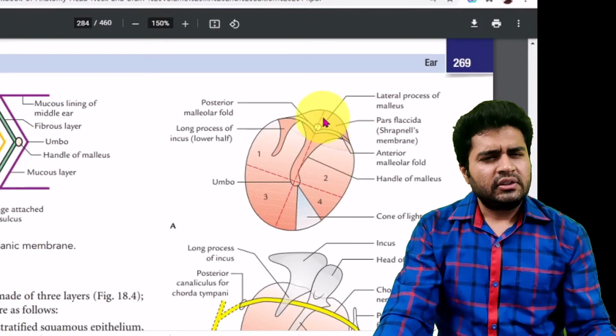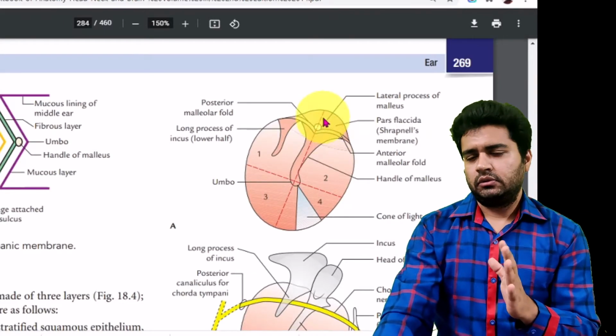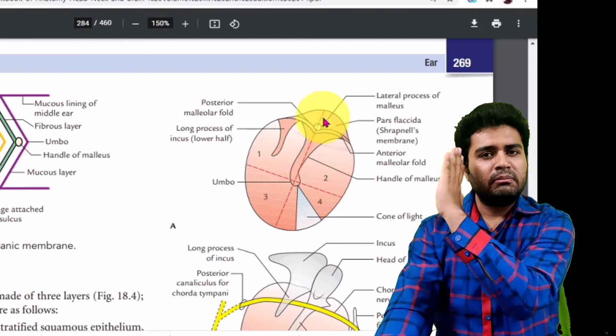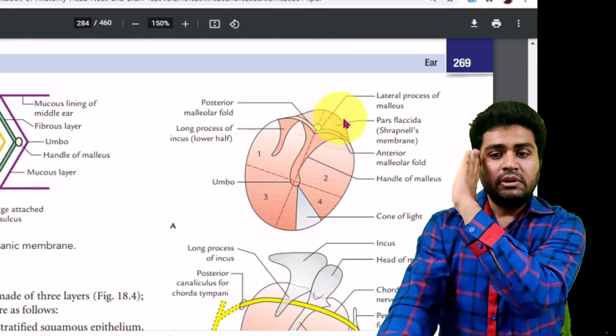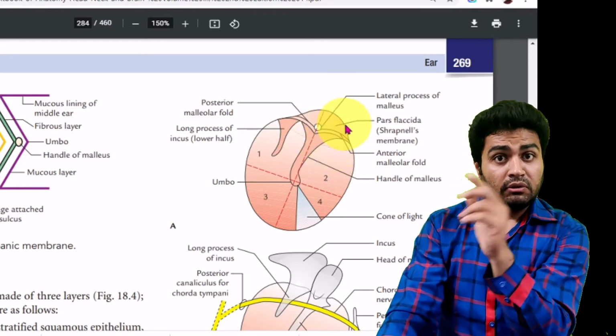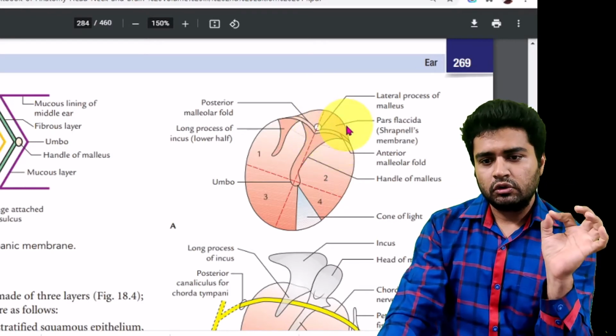So remember where the Shrapnell's membrane is located. On the tympanic membrane, you can say it is on the upward as well as the backward side. It is situated between the 2 malleolar folds. What are those malleolar folds?